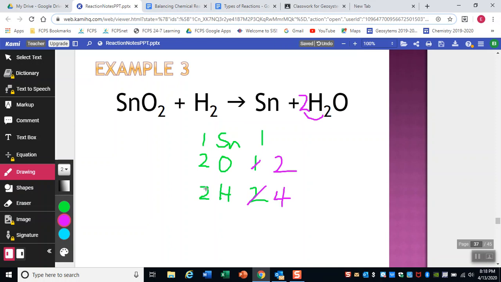All right, and so now I'm going to have to double up this. So 2 times 2, so I'll put a 2 in front here. All right, and now everything looks balanced. I'll just do one last check. 1, 1, yep. 2 and 2, so check. And then 4 and 4 for hydrogen, so check. And then my coefficients would be 1, 2, 1, 2. So that would be my final answer.